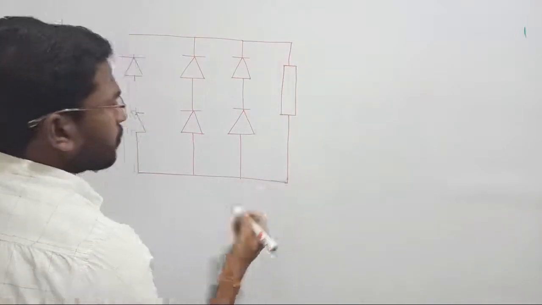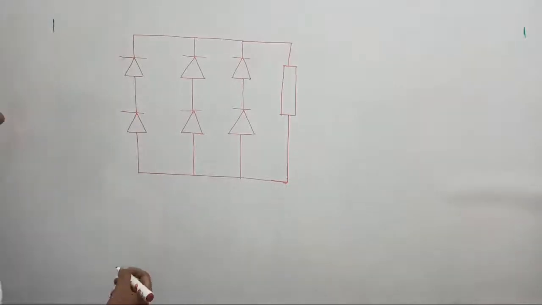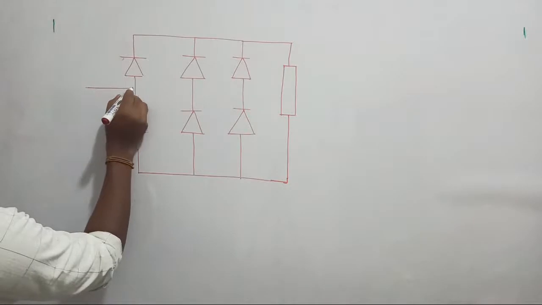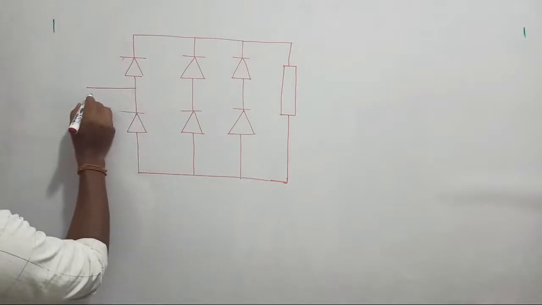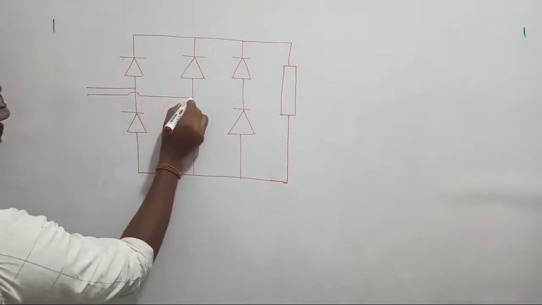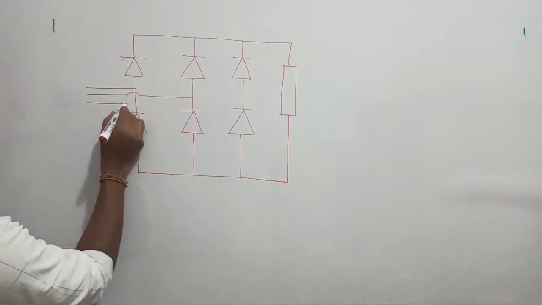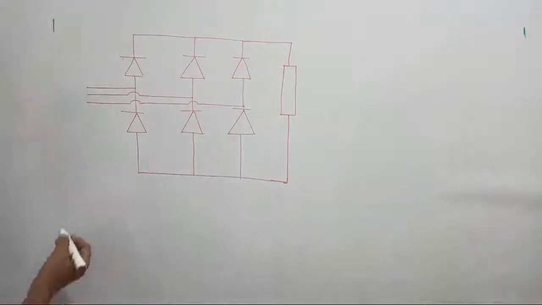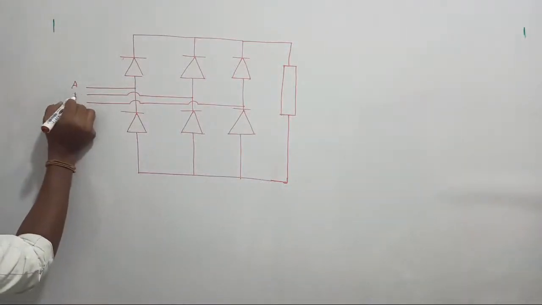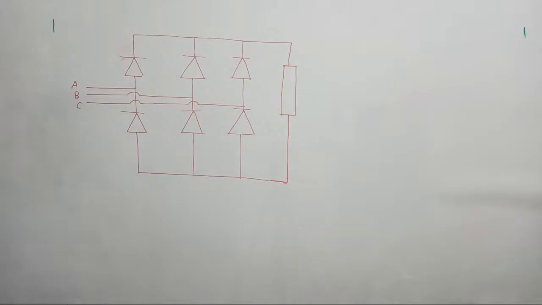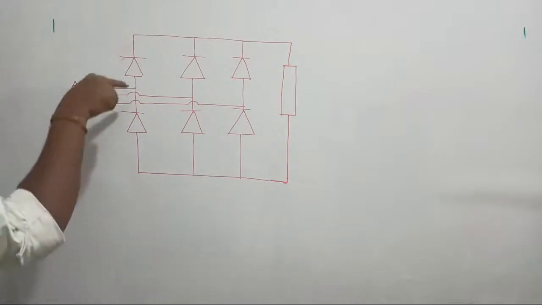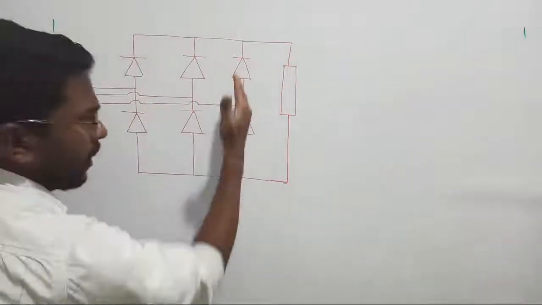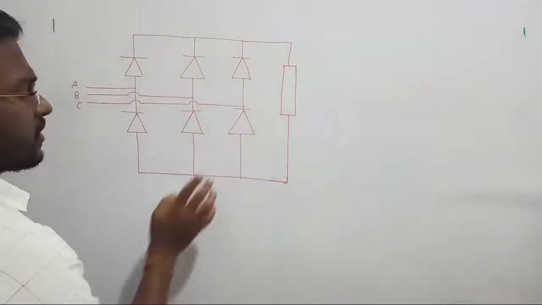Okay. Now in this three-phase configuration, first let us see. Three phases are there. This is phase A, which is going to be connected to this one. Phase B is connected to the phase B supply. Phase C is going to be connected to the phase C supply. So that is phase A, phase B, phase C. Now, if you observe, how many legs are there? These are called limbs or legs. Totally, we have three legs.